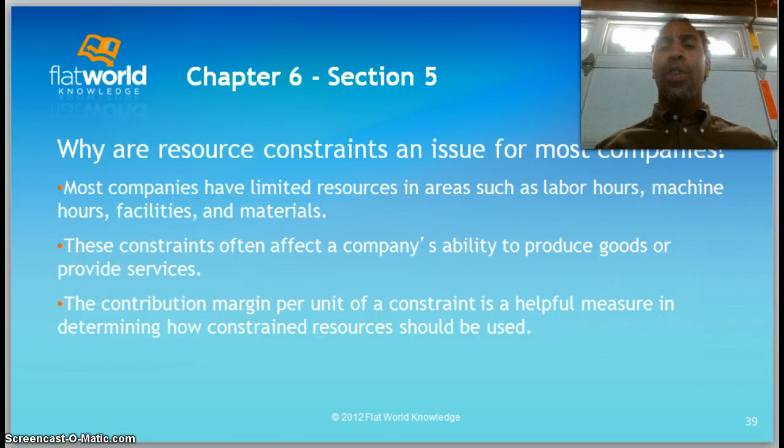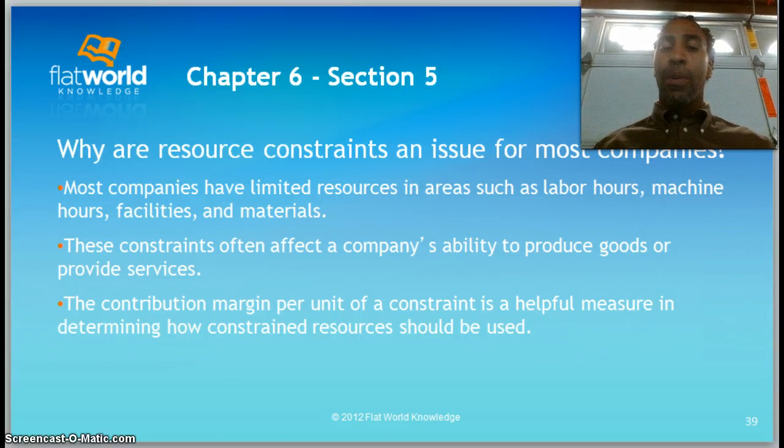So what are resource constraints, and why are resource constraints an issue for most companies? Most companies have limited resources in areas such as labor hours, how many people can work and how many hours can those people work. Machine hours, how many hours can you run the actual machine and have somebody there to run it and watch it. Facilities and materials, right? These are all constraints that all companies have. These constraints often affect a company's ability to produce goods and/or provide services.